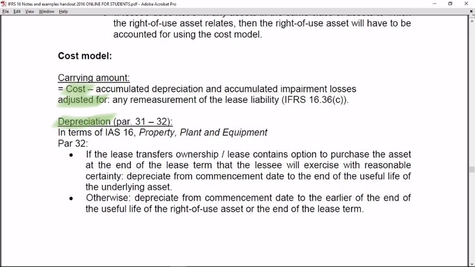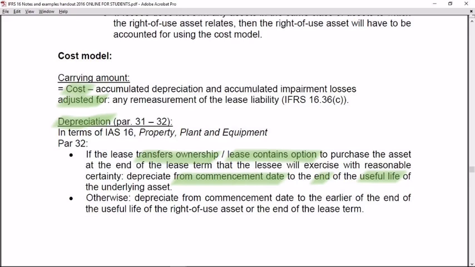How would you calculate depreciation? In terms of IAS 16, property, plant and equipment, if the lease transfers ownership or the lease contains an option to purchase the asset at the end of the lease term that the lessee will exercise with reasonable certainty, in other words, the asset will become the property of the lessee, then you depreciate this asset from commencement date to the end of the useful life of the underlying asset. So then you do not consider the lease term.